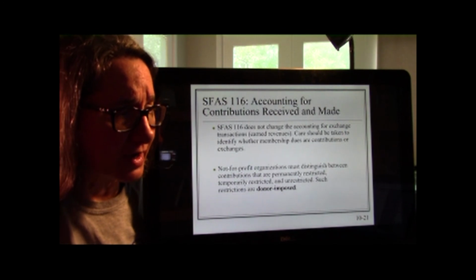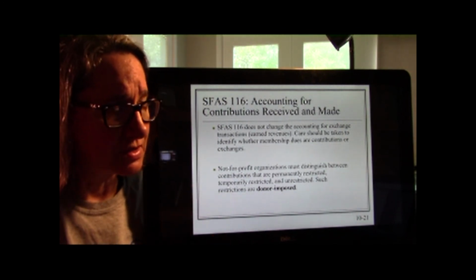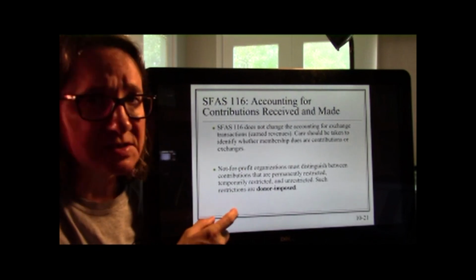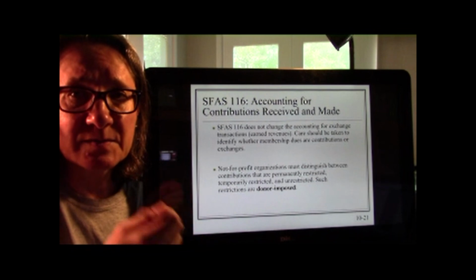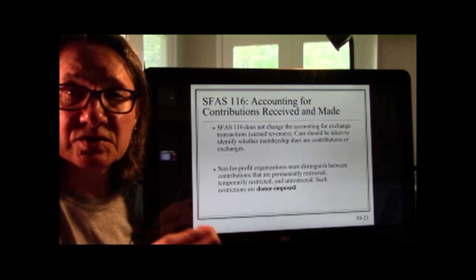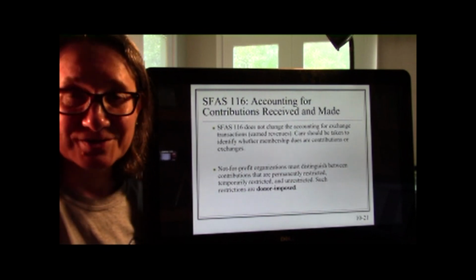And you have to keep track of what's restricted permanently and temporarily and what's unrestricted. Remember, restrictions are when the donor imposes them. Donor imposed means, hey YMCA, here's some money. I want you to use it to pay for kids to go to YMCA camp. That's a restriction.